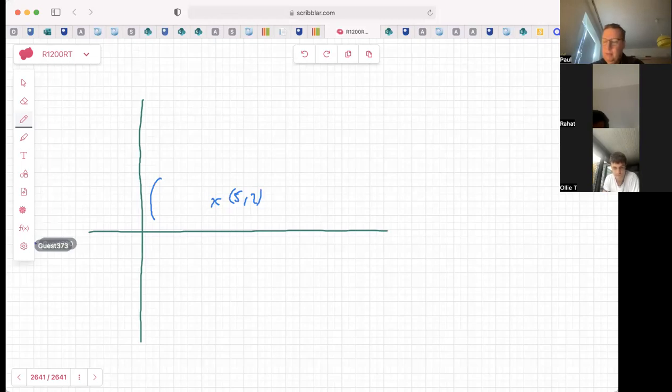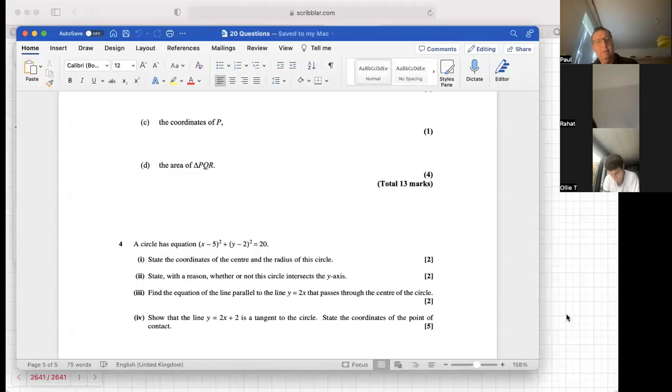No. That will suffice. Yeah, that's fine. If you make that argument, the radius is less than 5. That'll do. So notice it's only 2 marks, so you don't need to do all the world's algebra. Yeah, that's fine. Cool.